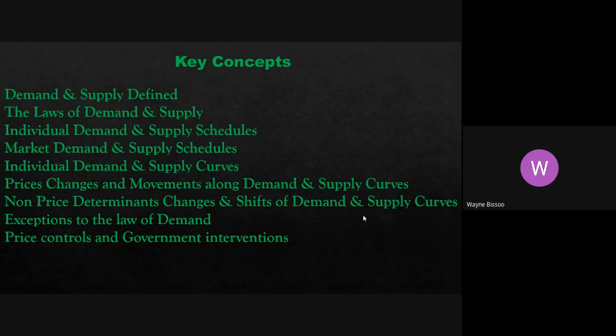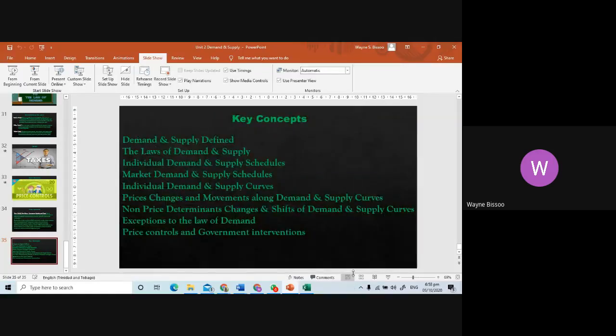Now, that's a critical one because a lot of the questions in the quiz were centered around price changes and price movements along the demand curve and stuff. And then, of course, exceptions to the law of demand and price controls and government intervention. All right, so that's the content that I have up that you can look at. Does anybody have any questions they want to ask at this point in time?